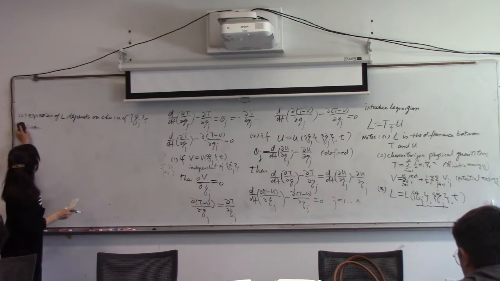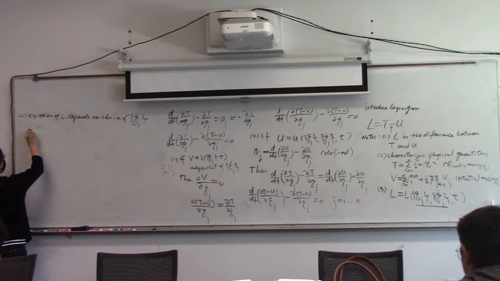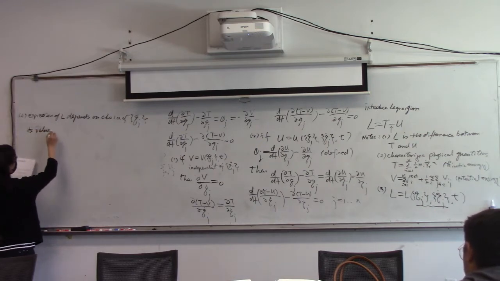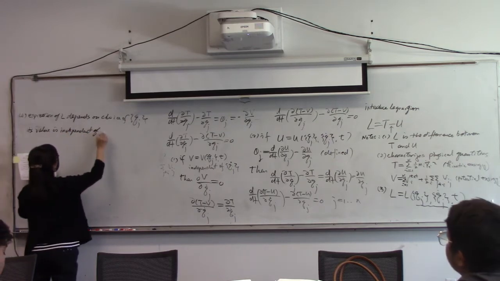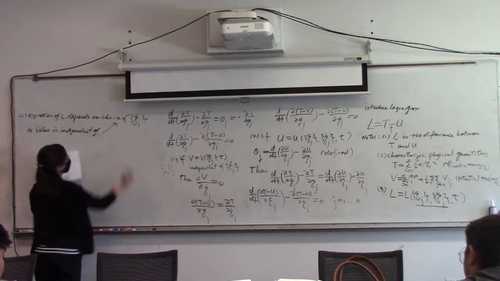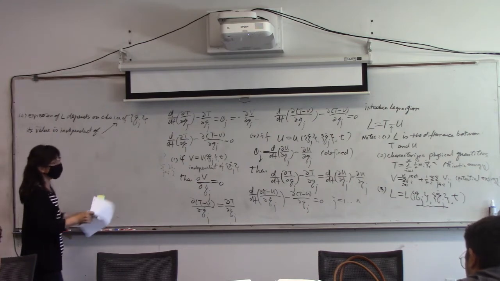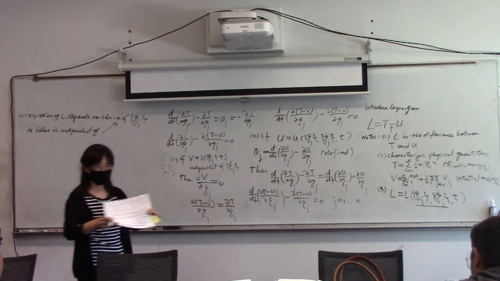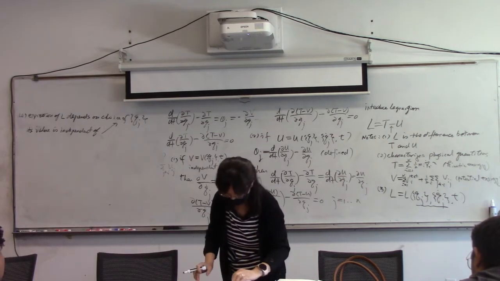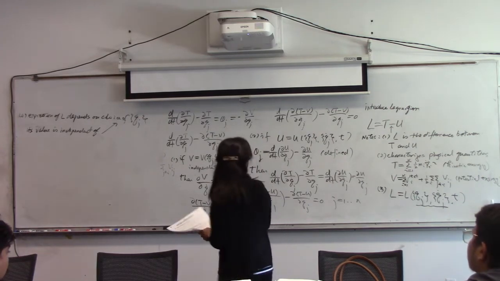Because this expresses the difference of kinetic energy and potential energy, its value is independent of the choice. So yes, the expression is different, but the physical quantity it characterizes, its value, is independent. So that is the first discussion about the Lagrangian we introduced.